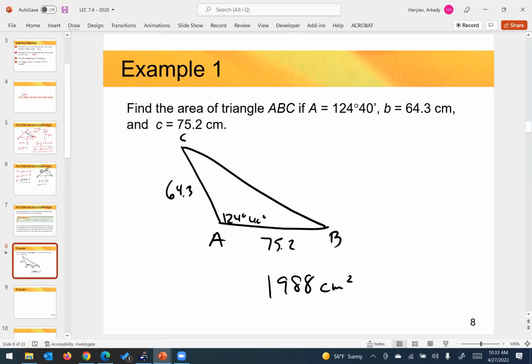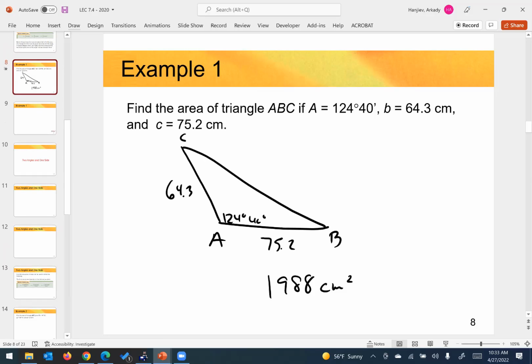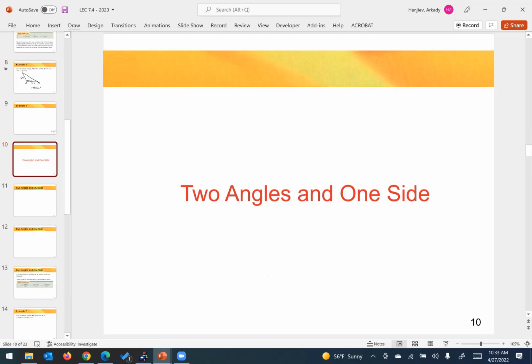Centimeters squared, awesome, okay, sweet. Okay, one job is done. The next one is what happens if we have 2 angles on the side? So if we want to do this one here, this would look like AAS, right? So we're looking at AAS. The next side.